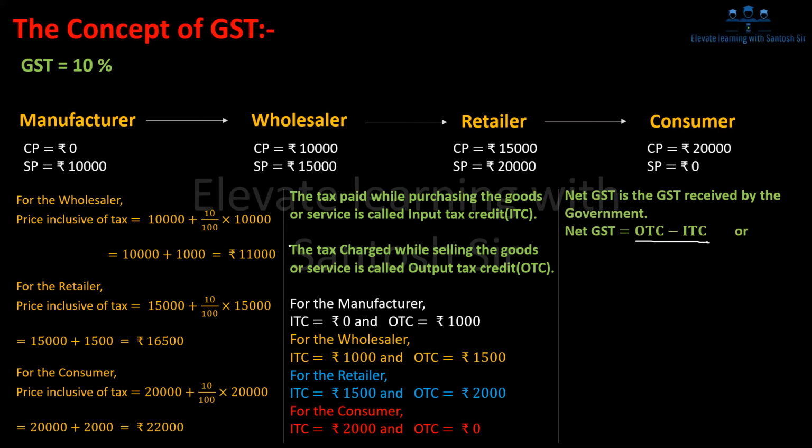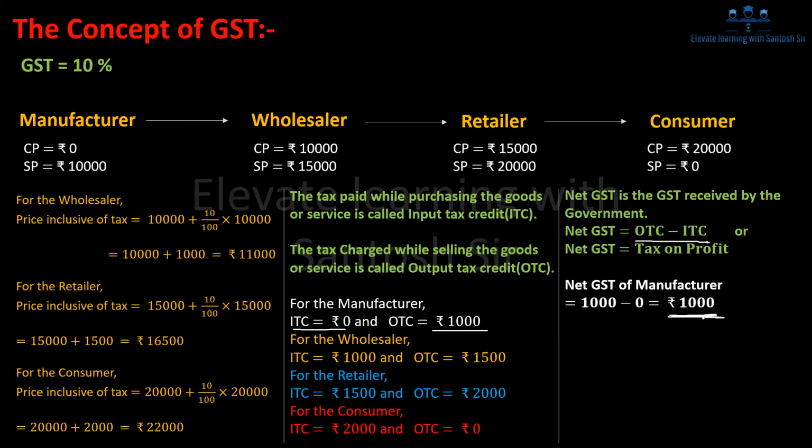For example, if I take the manufacturer, his input tax credit is 0 and output tax credit is 1000. So net GST of the manufacturer will be 1000 rupees. Means the manufacturer will pay rupees 1000 to the government.